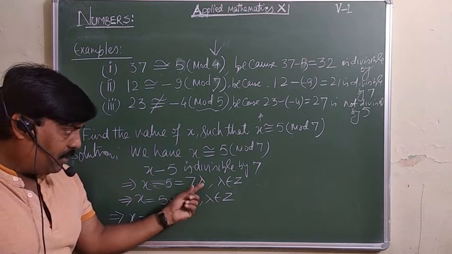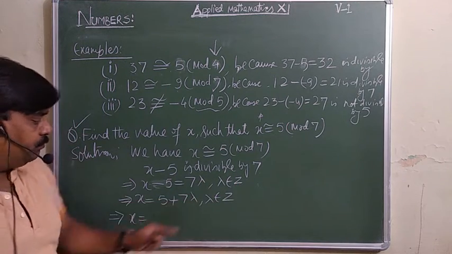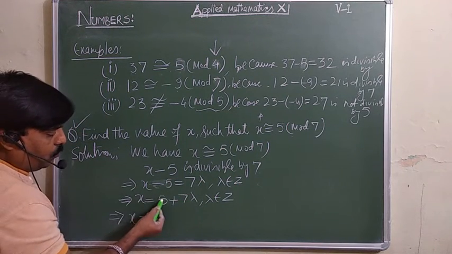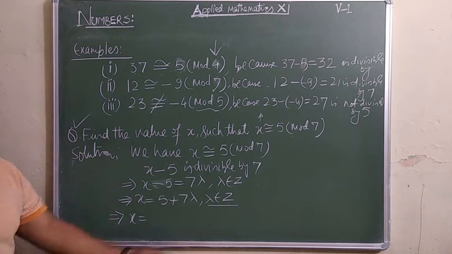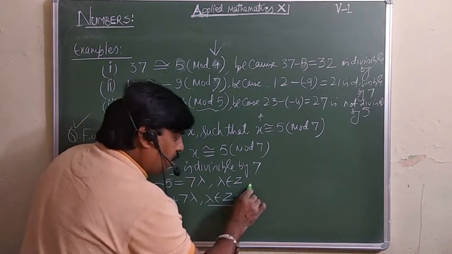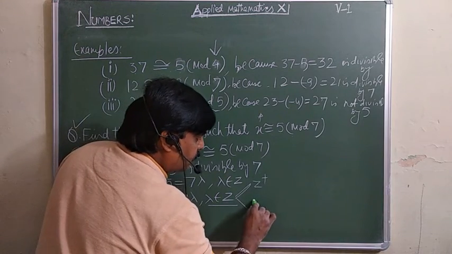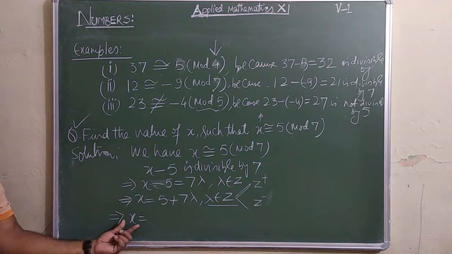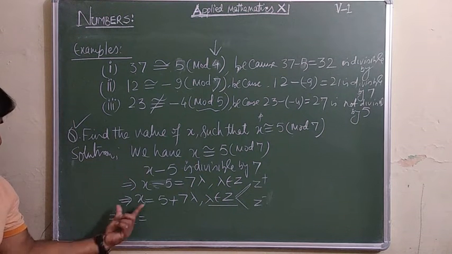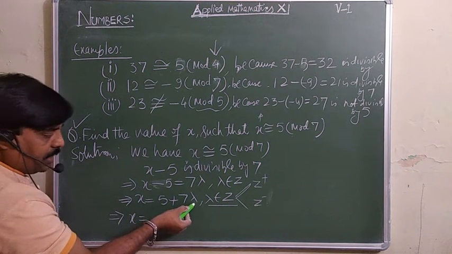So 7 lambda, where lambda is an integer. So x is equal to 5 plus 7 lambda, where lambda belongs to the integers Z. Z means it may be a positive integer, maybe a negative integer, positive as well as negative. So what will be the value of x? Keep putting values of lambda here.